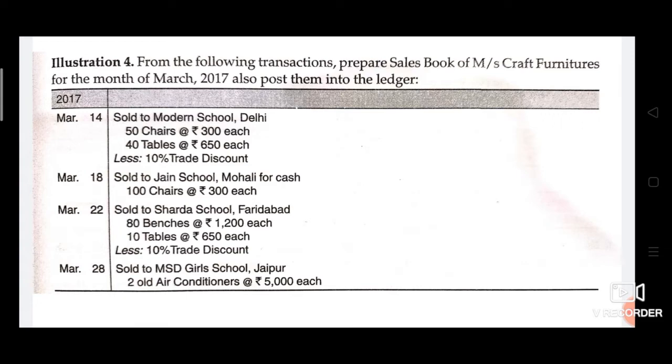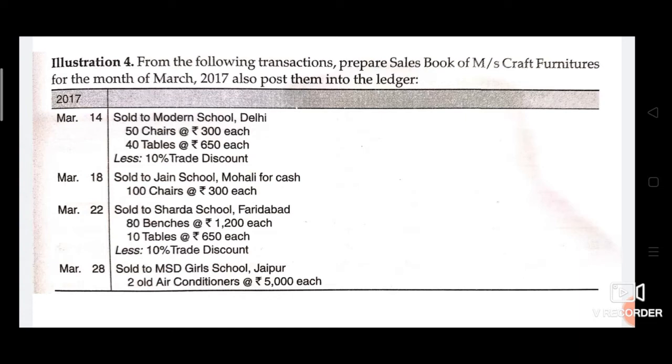Okay, now this is the first problem we will solve. Here we will prepare a sales book, and in this problem no GST entries are involved, so this is a simple problem. We'll prepare sales book here. From the following transactions prepare sales book of Messrs Craft Furnitures for the month of March 2017 and also post them into ledger.